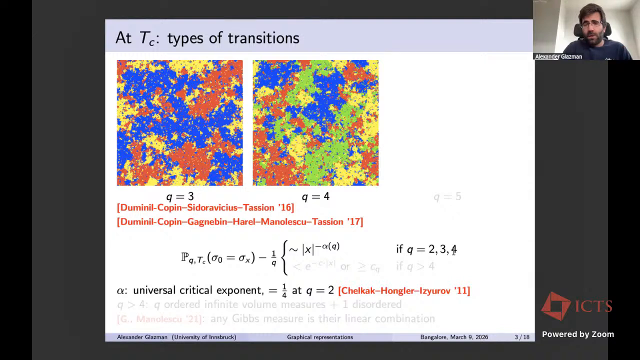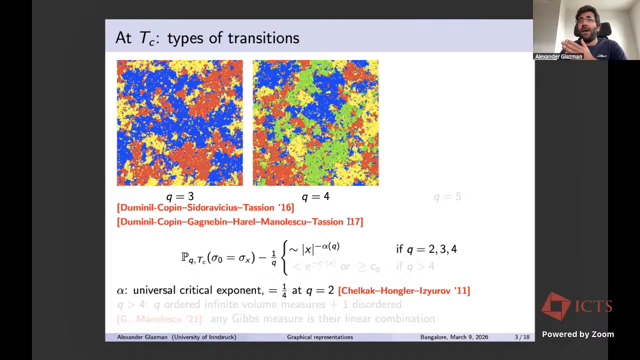At q equals 2, this is the Ising model, and the convergence was proven. Here, this polynomial decay rate alpha should be a universal critical exponent, and for Ising models, it is indeed shown to be equal to 1 over 4. This is the work of Dmitry, Clément, and Costa, and regarding polynomial decay for q equals 3 and 4, this is the work of Hugo, Vladas, and Vincent.